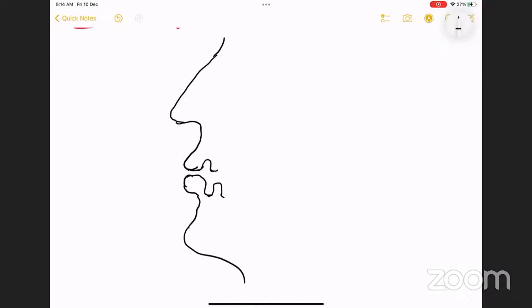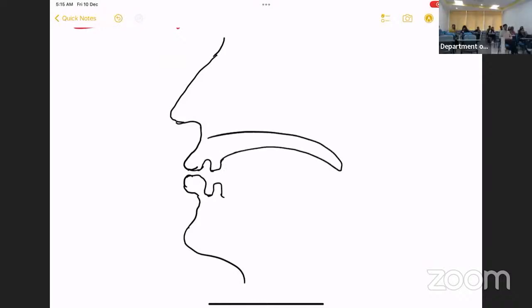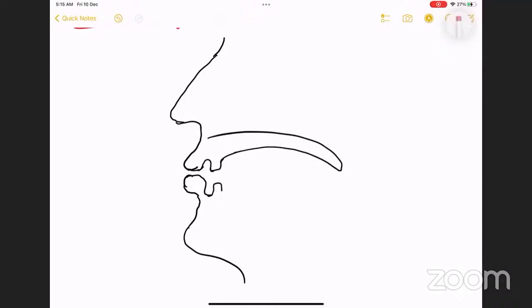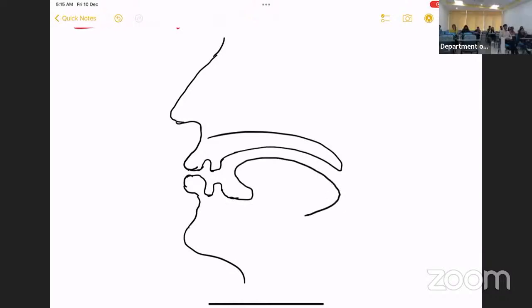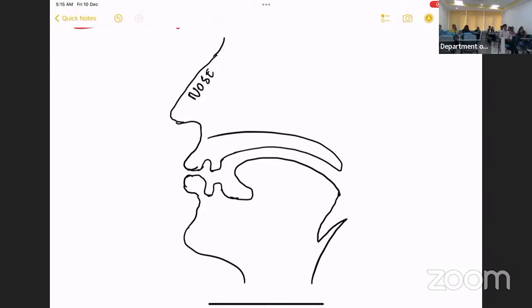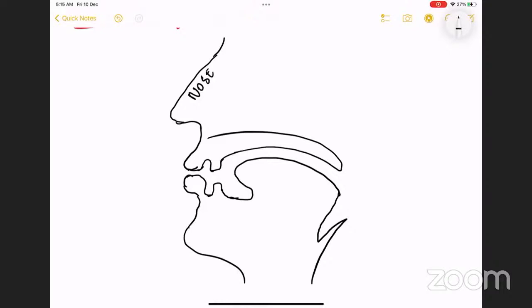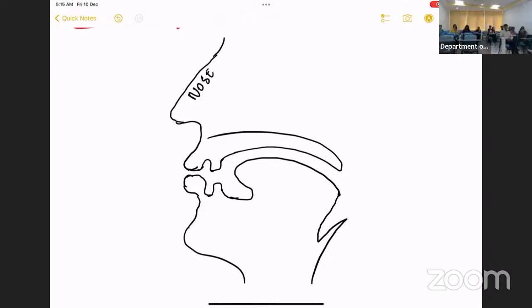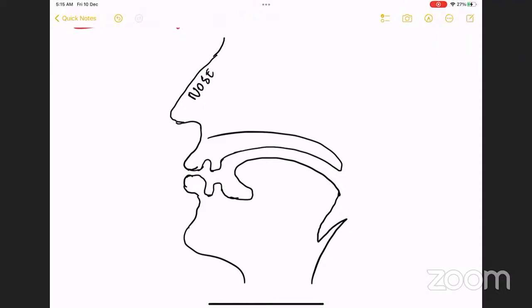Do you know what I'm drawing right now? Are you able to guess? Yes, very good. All right. What is this? Okay, so basically, just to let you know so that there's no confusion, we have the nose here. Okay, is it clearly visible to all? Yeah. Okay, perfect. All right, you have the nose, then you have the oral cavity over here.